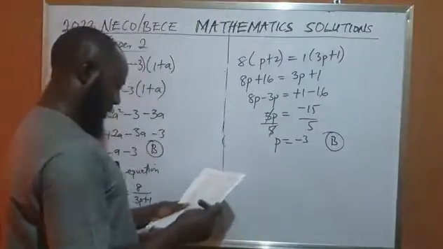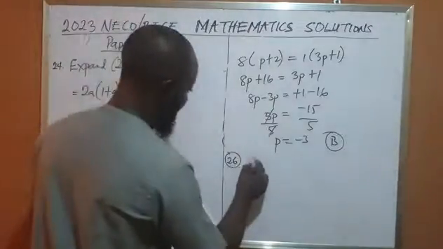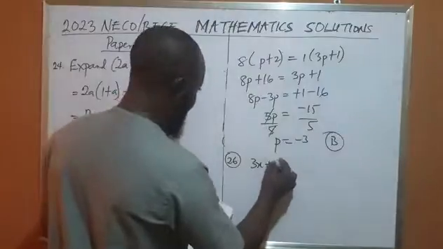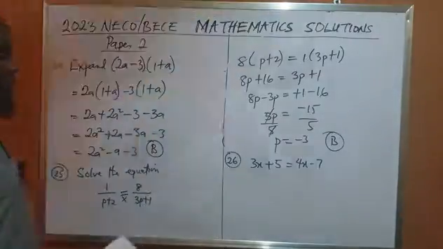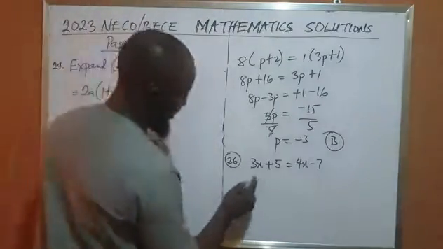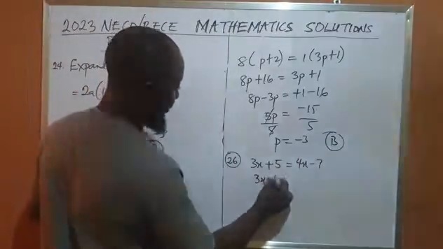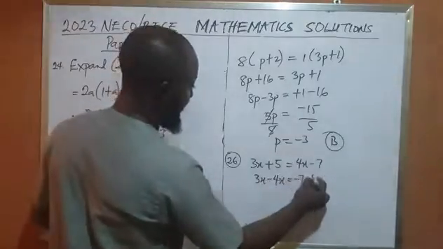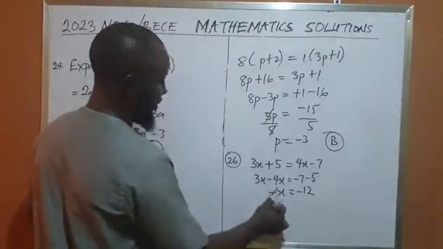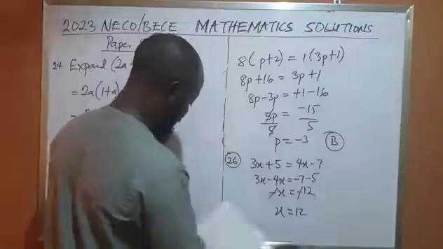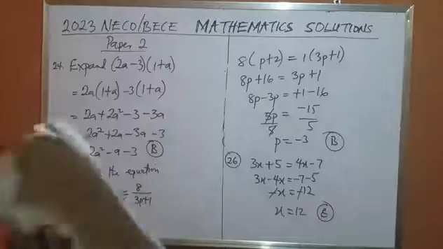Then question 26. We are asked to find the value of x: 3x plus 5 equals 4x minus 7. The same, we collect like terms. This is a linear equation, very simple and straightforward. So that will be 3x minus 4x equals minus 7 minus 5. So this will give us minus x equals minus 12. So minus cancels minus. Therefore, x equals 12. And that is option E. All this is clear. Move to question 27 now.